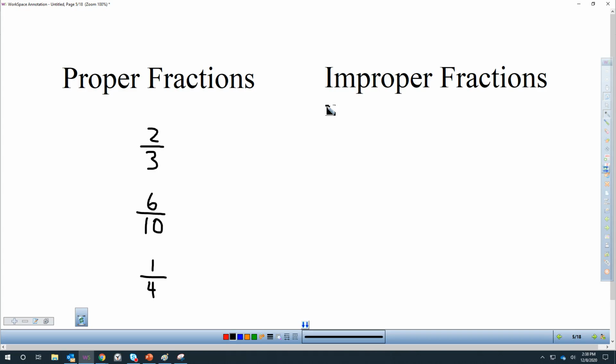Improper fractions are fractions where the top is bigger than the bottom. So for example, 7/2. Okay, 7 is bigger than 2, so that's an improper fraction. Another example would be 5/4. Okay, 5 is bigger than 4, so that's an improper fraction. And let's do one more. 15/3 is an improper fraction because 15 is bigger than 3.